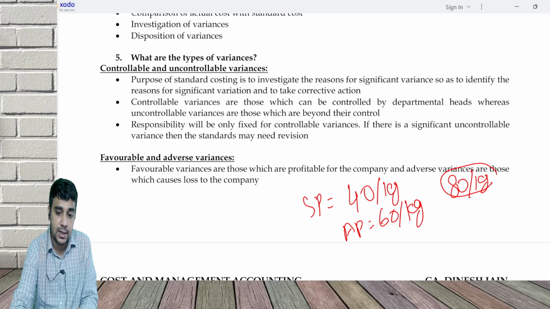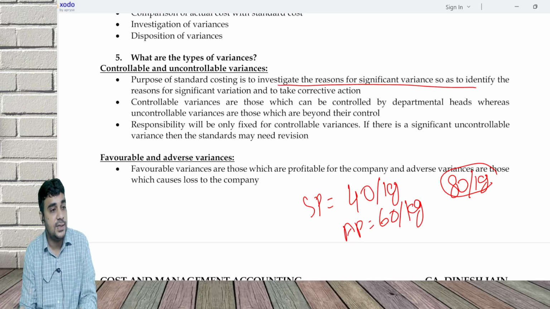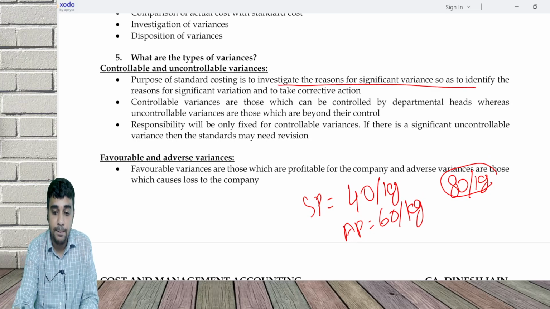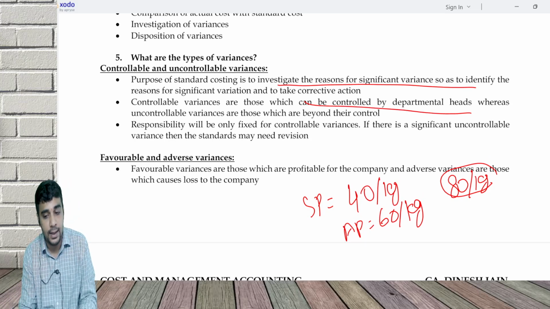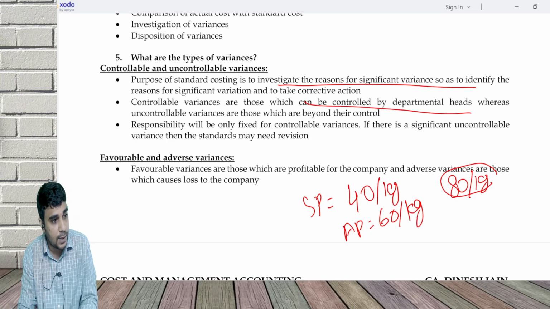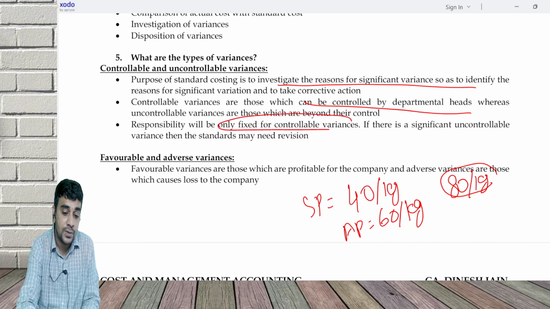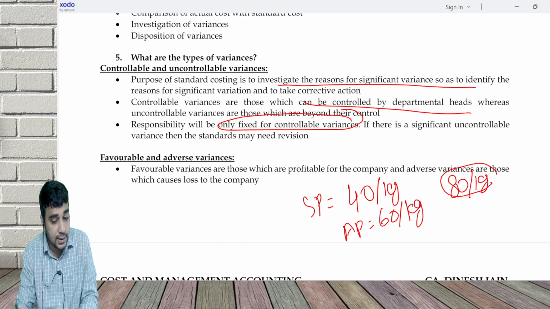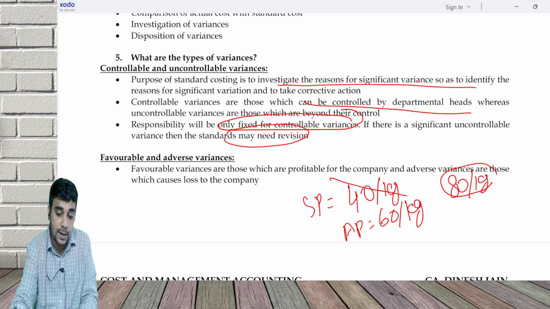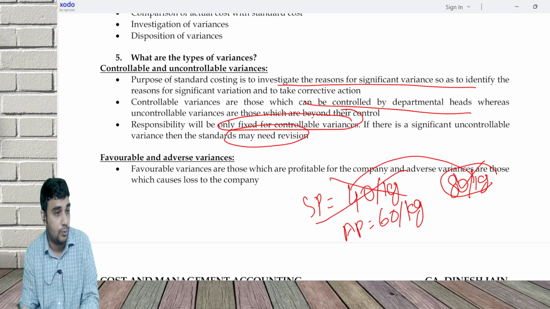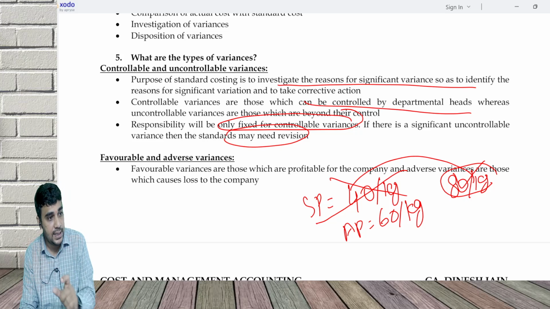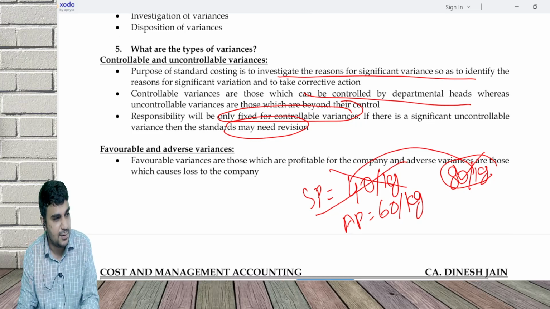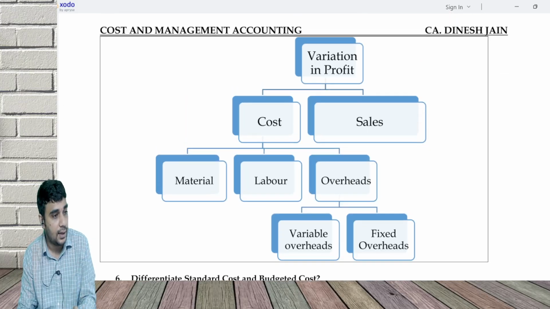So purpose of standard costing is to investigate the reasons for significant variation, which can be controlled by departmental heads, whereas uncontrollable are those which are beyond their control. Responsibility will only be fixed for controllable variance. If there is a significant uncontrollable variance, then go ahead and change the standard. Don't tell me standard price is 40. Tell me standard price is 80 now. It is no more 40. This revision in standard is called planning variance, which you will be learning at final level.